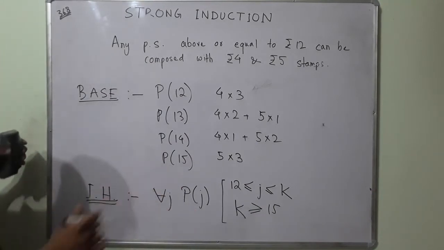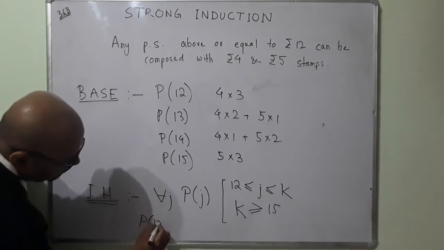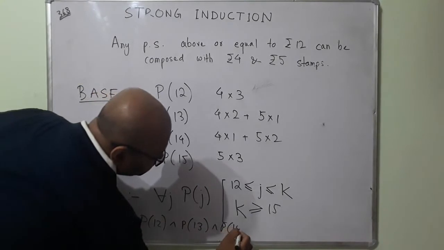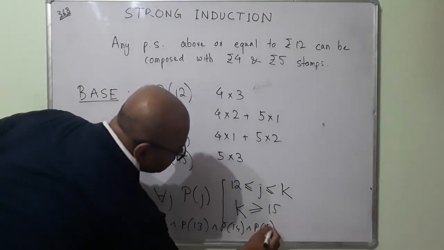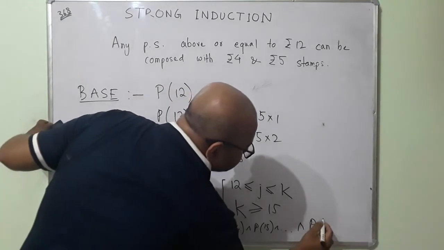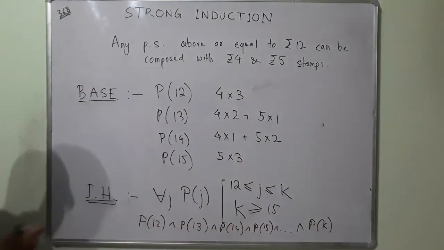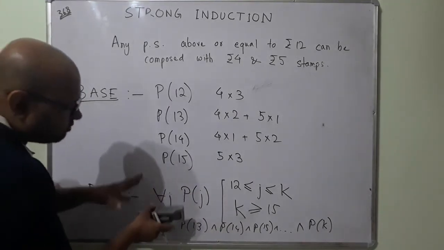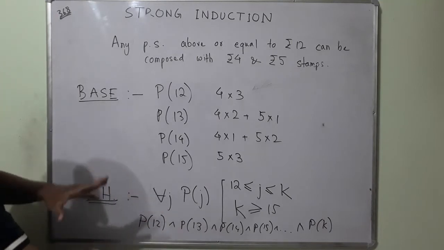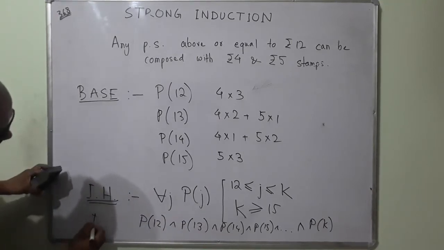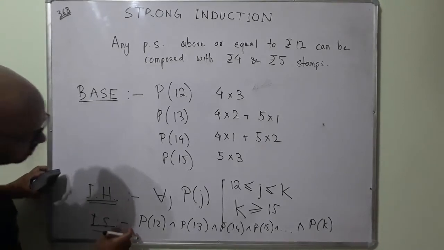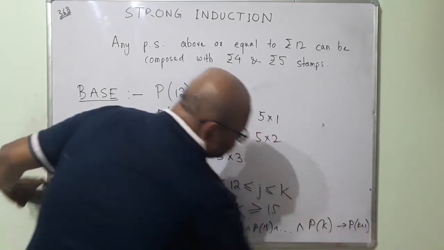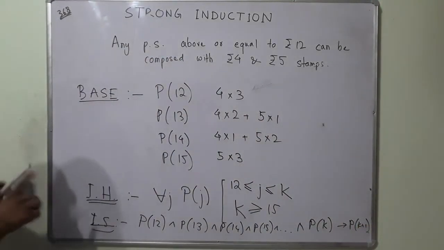What is my inductive hypothesis? I have assumed that P of 12 is true, and P of 13 is true, P of 14 is true, P of 15 is true, and so on up to P of k is true. Okay, this is my inductive hypothesis. I have assumed this. Now under this assumption of my inductive hypothesis, I have to prove my inductive step. My inductive step is this, that under this assumption, given that all of these are true, P of k plus 1 is true. Okay, now let us go ahead and prove this.